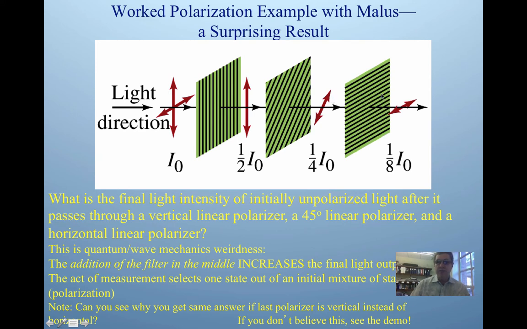Cosine squared of 45 is a half, so we take a fourth times a half. Only 1/8 of the light passes through. Hey, but that's not too bad. Now here's the thing that might surprise you about this.